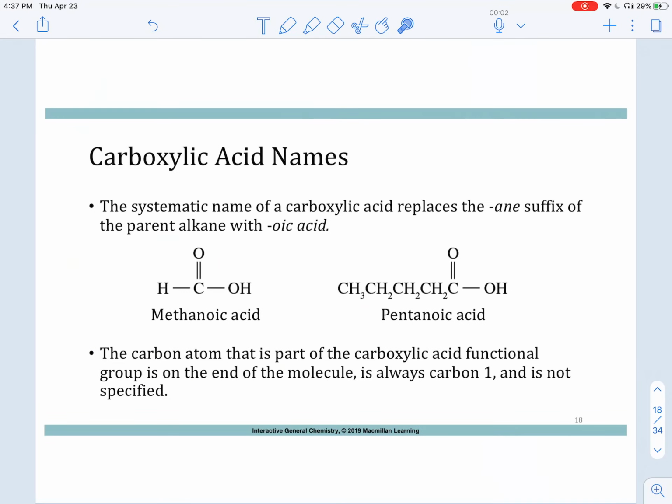Okay, so how do we name these? Systematic name. We have something like methanoic acid or pentanoic. Well, if it's a pentane, we change the A and E to, oh, I just wrote petane. Let's retry that. Pent to pent, so you have that oic.